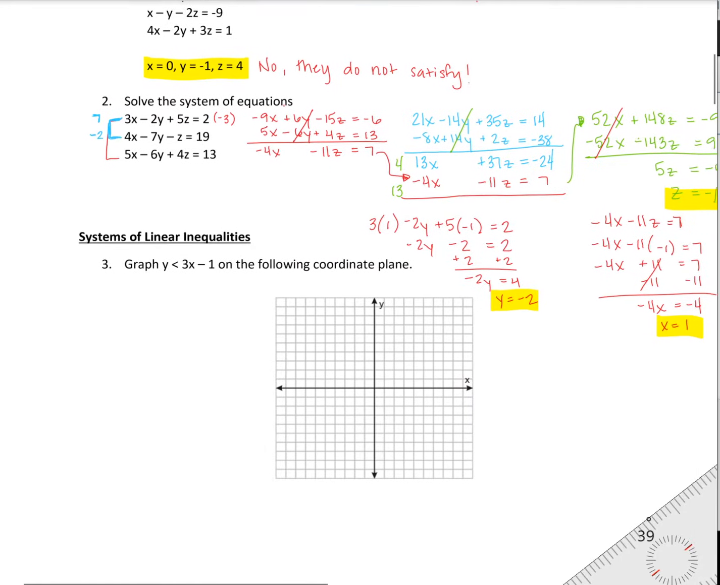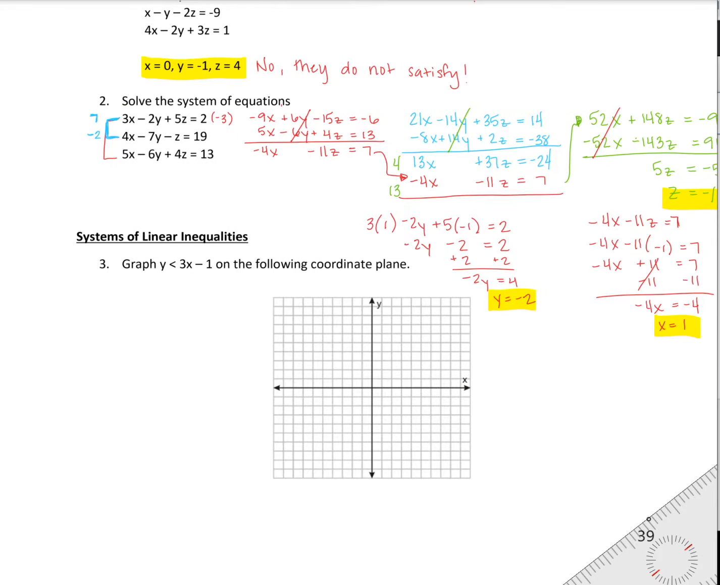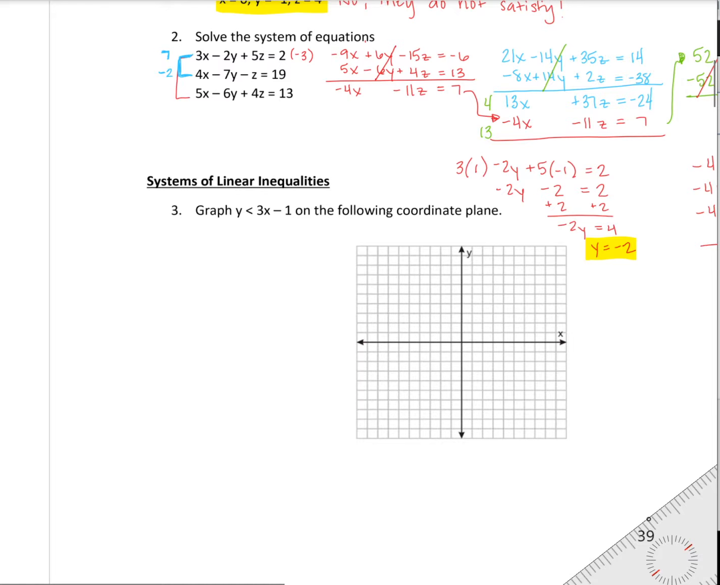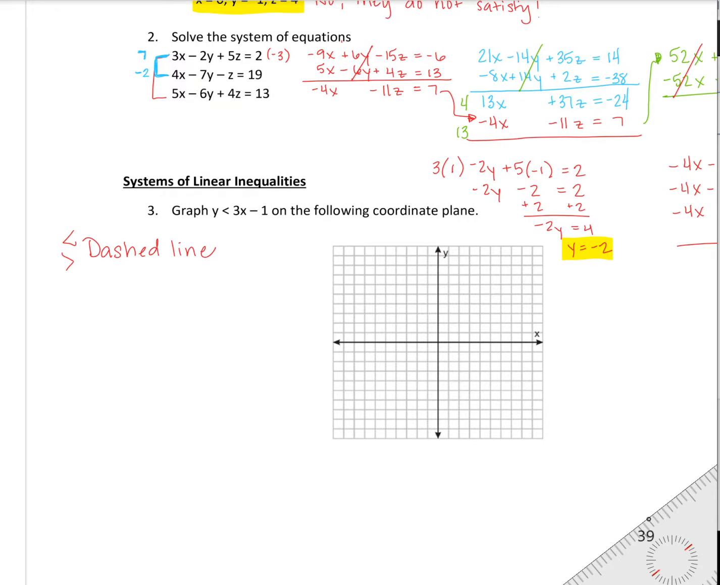Okay, so now we're going to move on to systems of linear inequalities, which means we're going to be graphing inequalities. So if you remember looking at the very first one, if we have a less than or a greater than, we know that we're going to use a dashed line. Less than, I shade below. Greater than, I shade above. So we're going to start graphing.